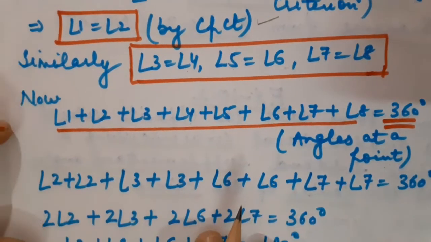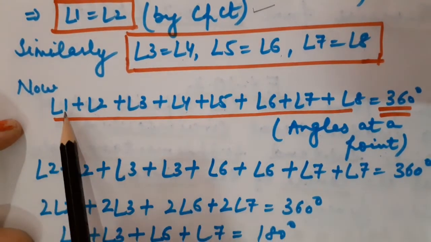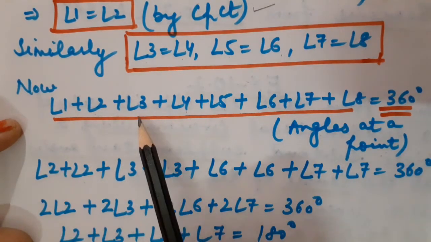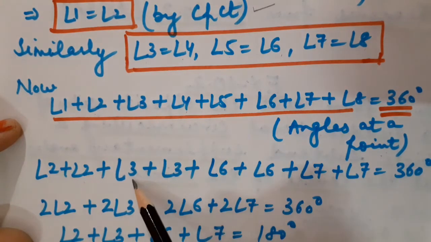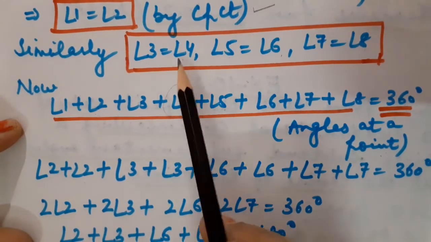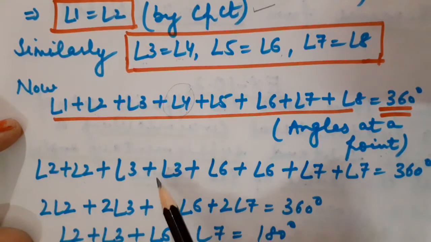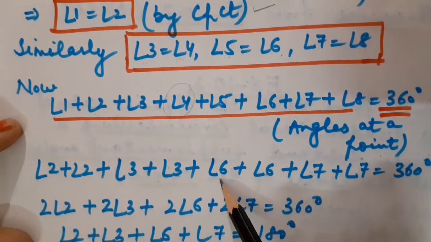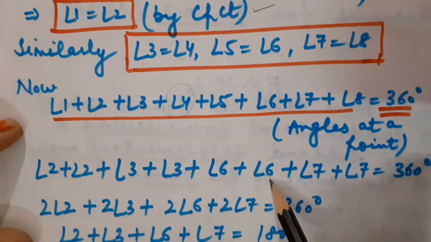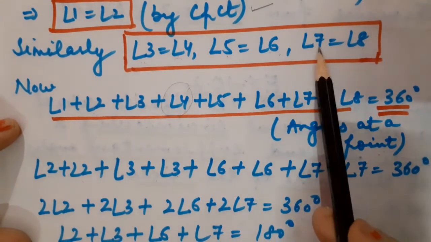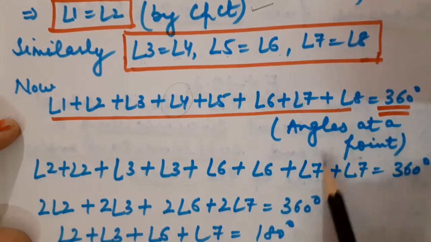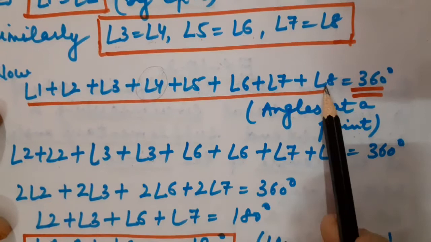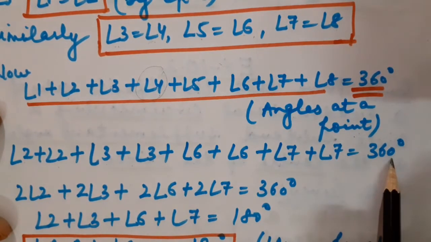Okay. So children, in place of angle 1 I can write angle 2. Angle 2 will remain angle 2 only. In place of 3 I am writing angle 3, and in place of 4 I am writing angle 3. Why? Because they both are equal. In the same manner, angle 5 will be replaced by angle 6 and angle 6 will remain as it is. Then angle 7 and 8 are also equal. So angle 7 will remain angle 7, and angle 8 will be replaced by angle 7, and the sum is equal to 360.